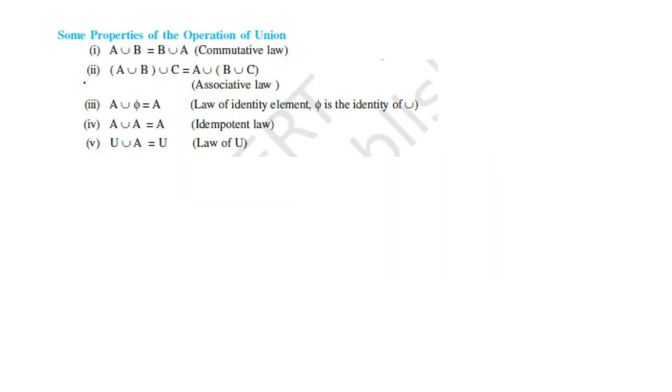Next, some properties of union. If you compute A union B for two sets, and again if you compute B union A, then you will see that both are the same, and this law is called the commutative law.